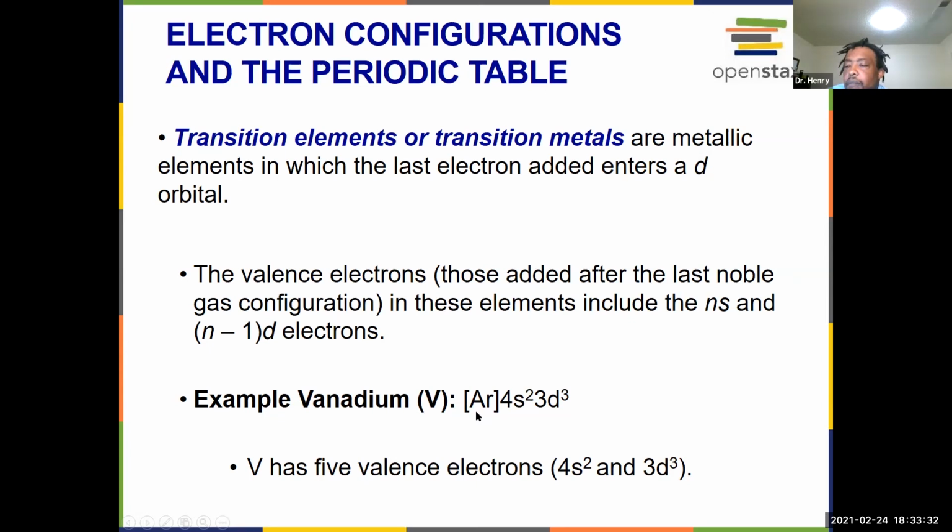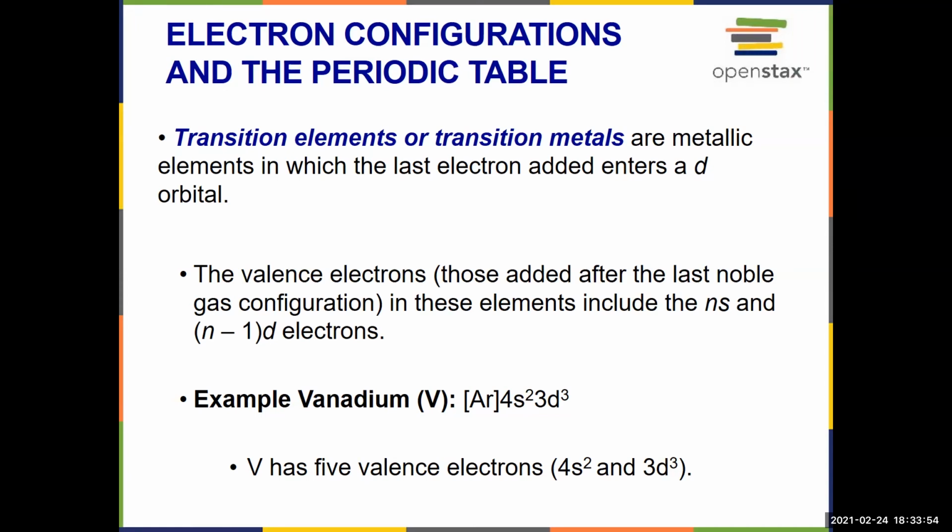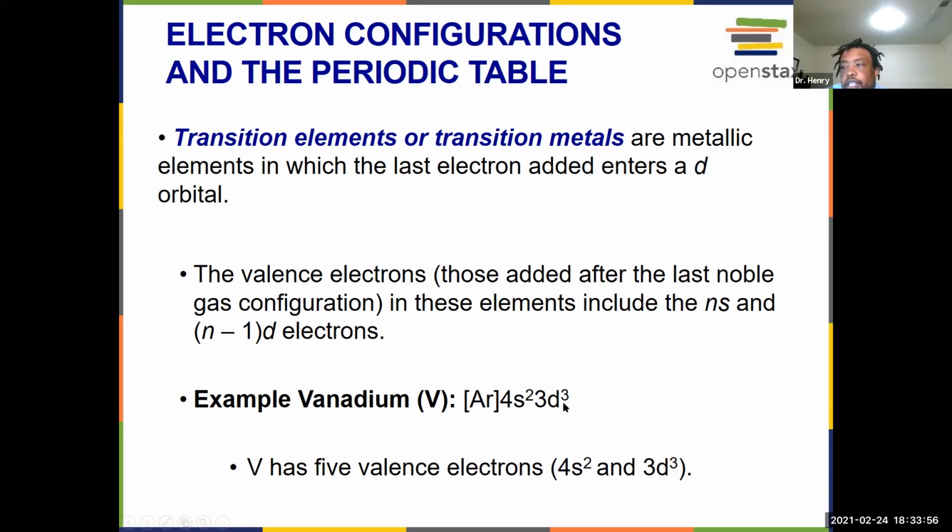Vanadium. The electron configuration is Ar, 4s2, 3d3. So in this case, how many valence electrons do I have? Five, right? Because in this case, the D isn't completely full, so those are available for reacting so that we can fill up that shell.